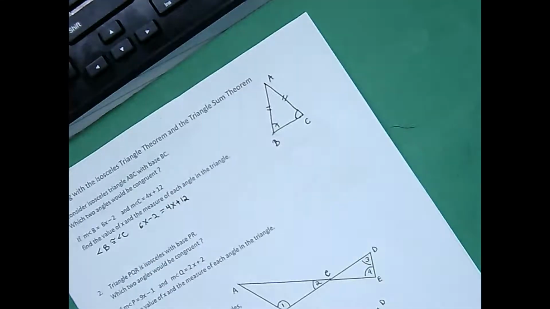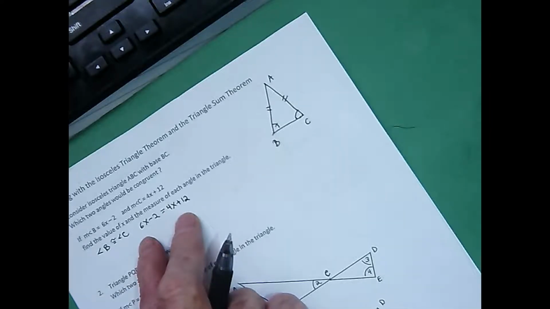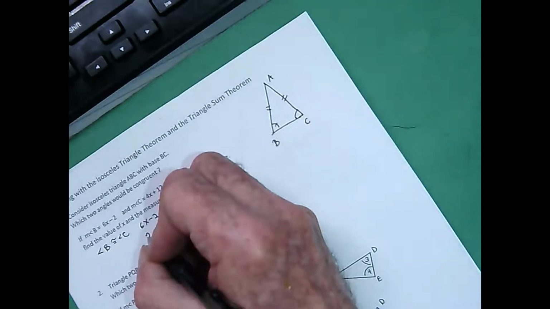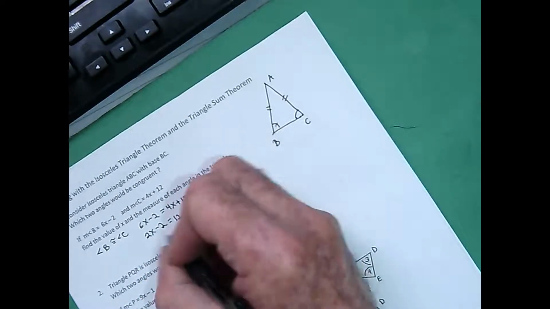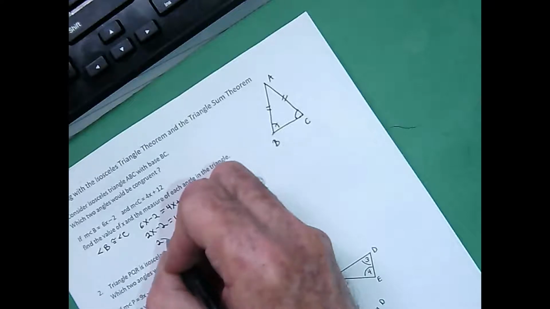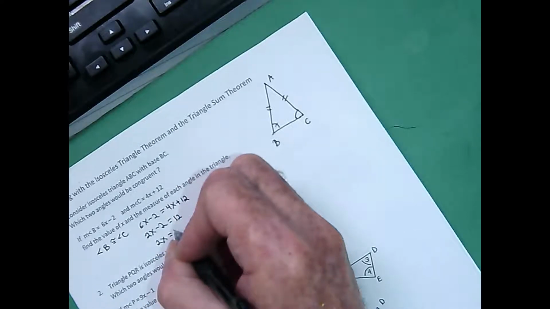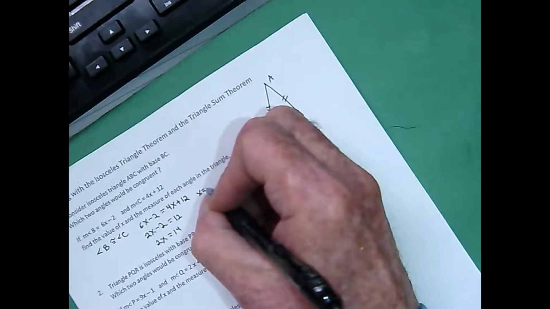Let's solve that little equation. I've got to subtract 4x from both sides, which leaves me with 2x minus 2 is equal to 12. Bring that 2 to the other side, and I get 2x is equal to 14. So now I'm convinced that x is equal to 7.